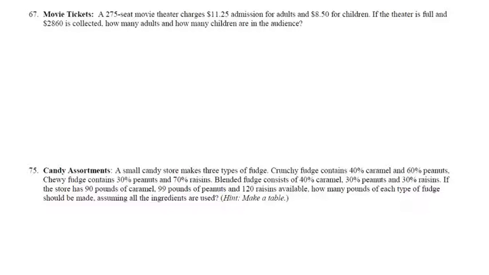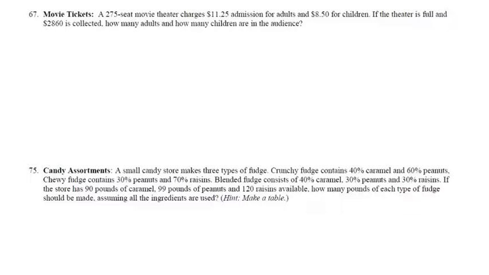It says, a 275-seat movie theater charges $11.25 admission for adults and $8.50 for children. If the theater is full and $2,860 is collected, how many adults and how many children are in the audience? So there's actually an exact number that we can solve for. Just knowing that the theater was full, all the seats in the theater were full, and exactly how much money was collected, we can figure out exactly how many adults and how many children were in attendance.